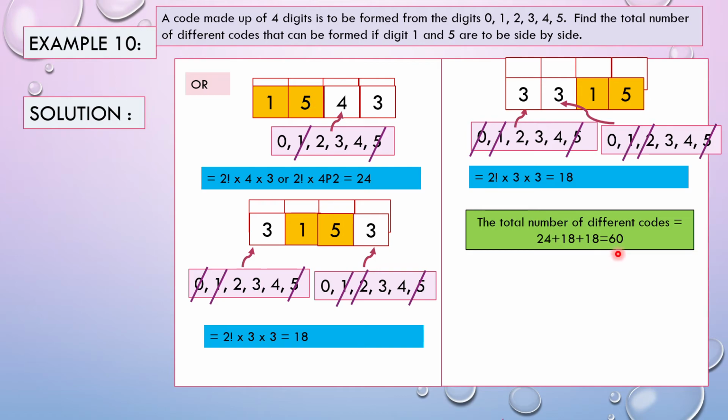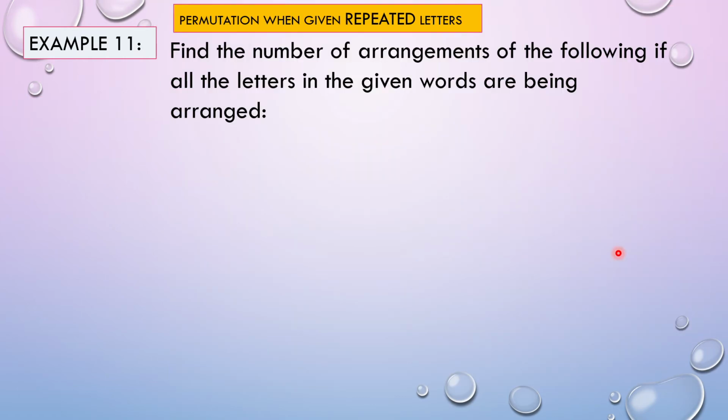So you have 2 ways of solving this question. So you have to be extra careful when it comes to permutation. Okay, example 11. Example 11 is a case of permutation with repeated letters. So let's look at the example. Find the number of arrangements of the following if all the letters in the given words are being arranged.